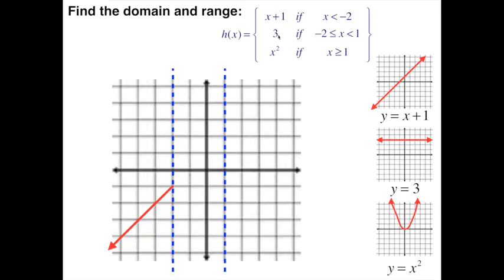Next one is our middle one, and that's just plain old 3. That means it's going to be a horizontal line right here at 3. So I draw that one right across at 3, just right in between there. It doesn't go on the left side or the right side, just right in between. Finally, I have x squared, and if you can envision, x squared comes down like this, goes through, bounces back up, goes back up here.